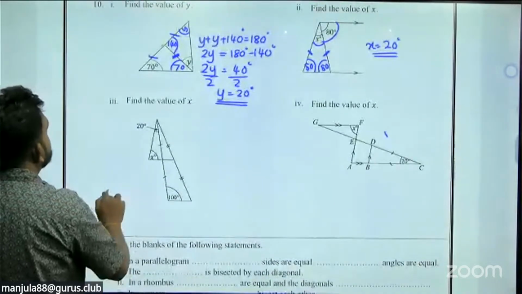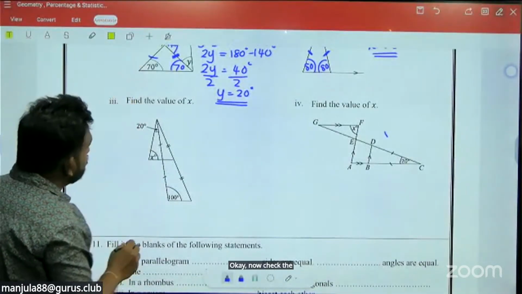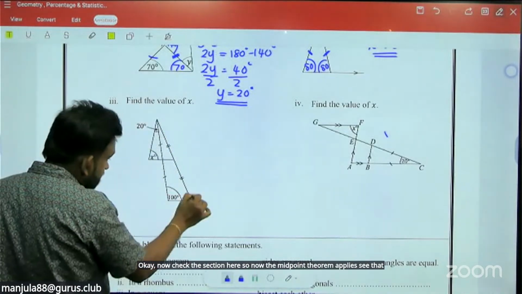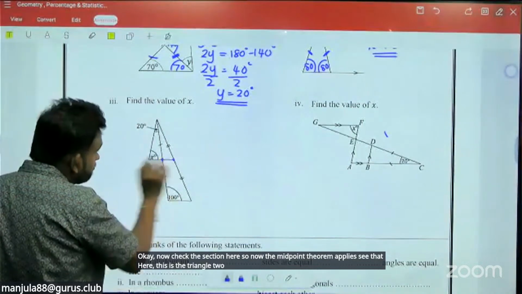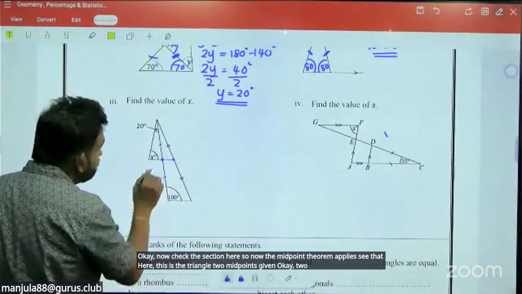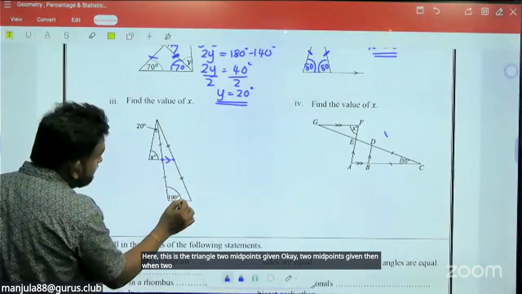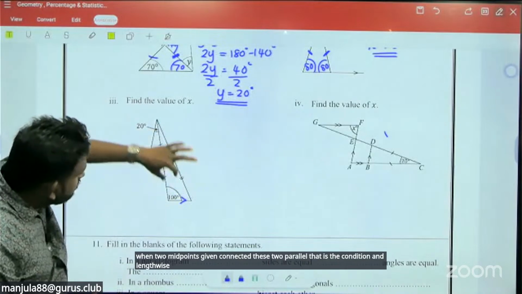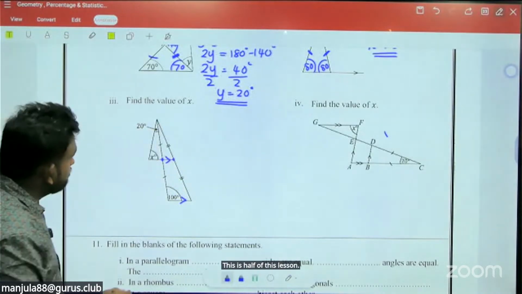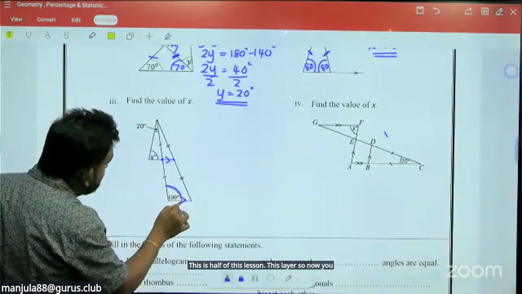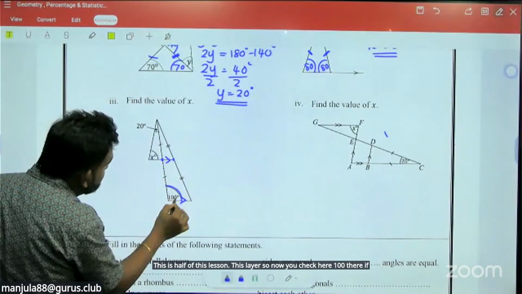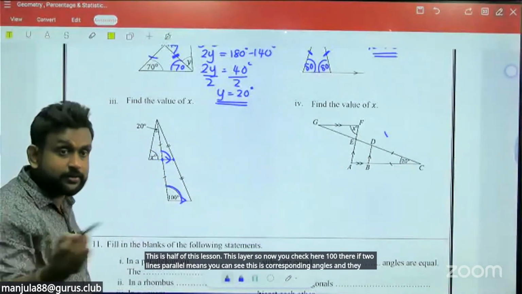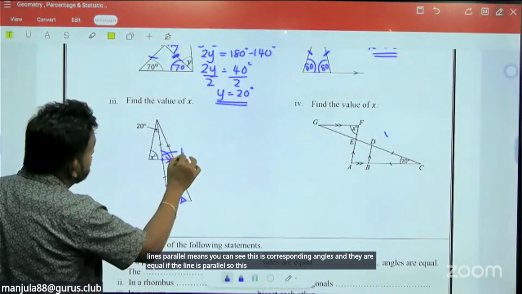Okay, now check the question here. So now the midpoint theorem applies. See that here this is the triangle, two midpoints given. When two midpoints are connected, these two are parallel, that is the condition. And lengthwise, this is half of this length. So now you check here, 100 there. If two lines are parallel, you can see these are corresponding angles and they are equal. So this also comes as 100 degrees.